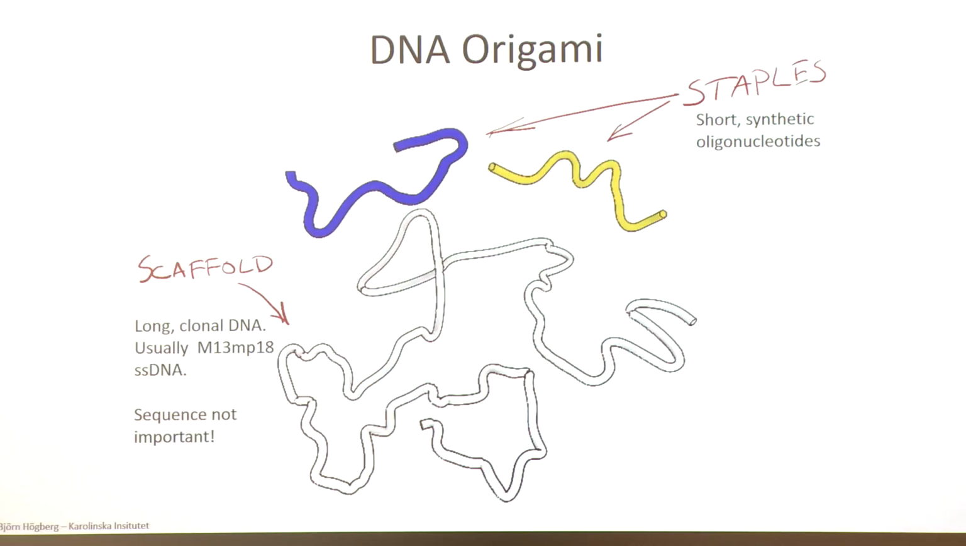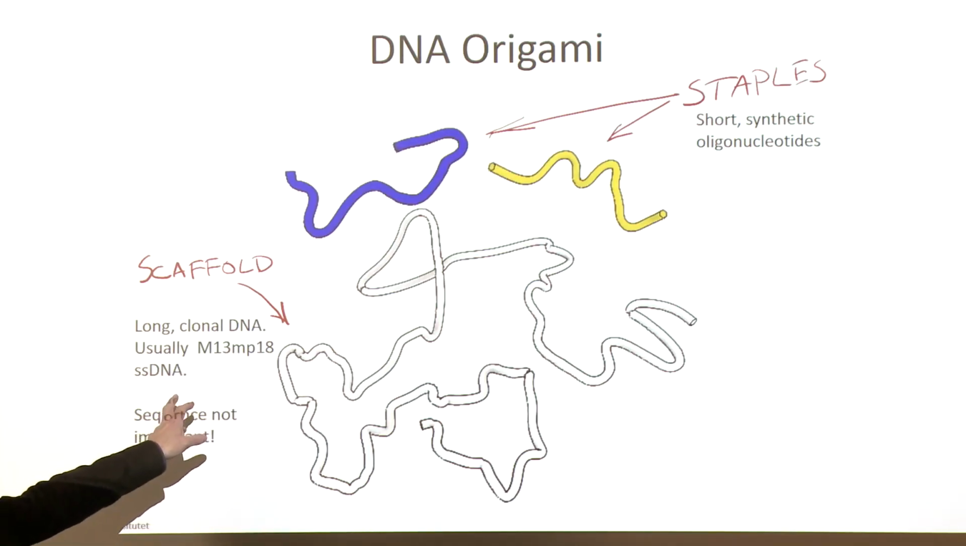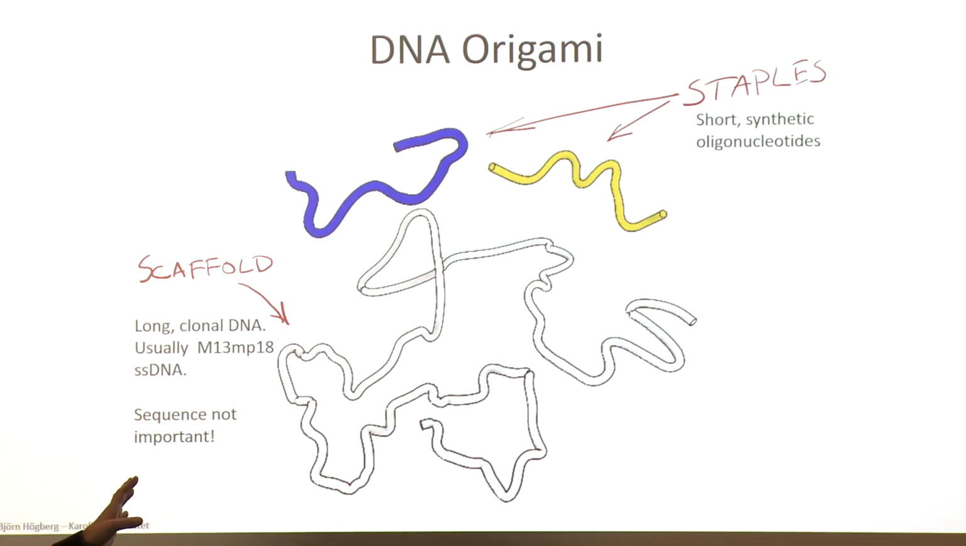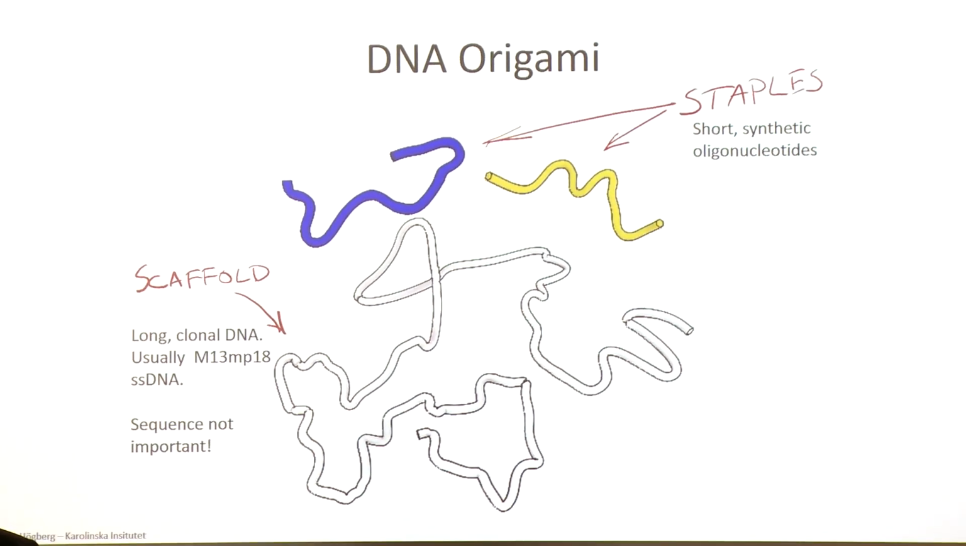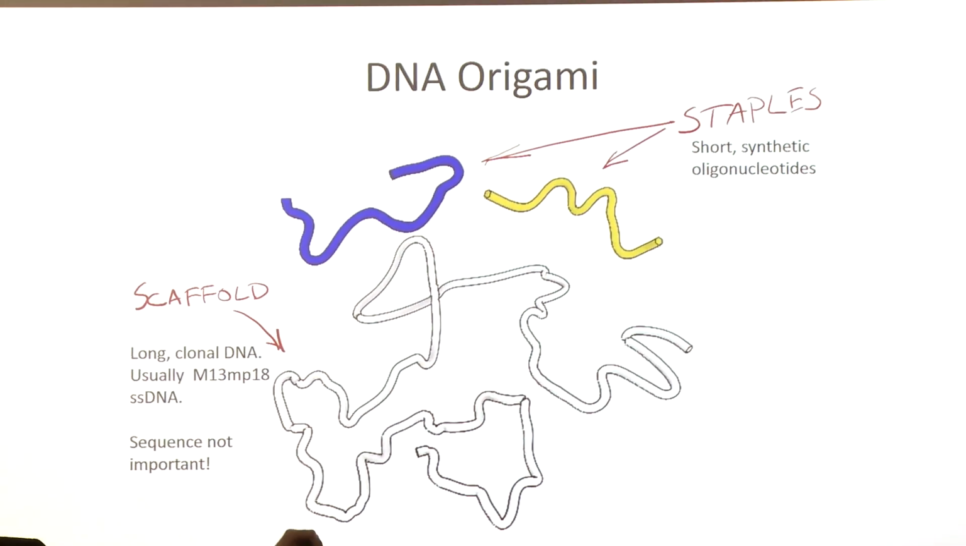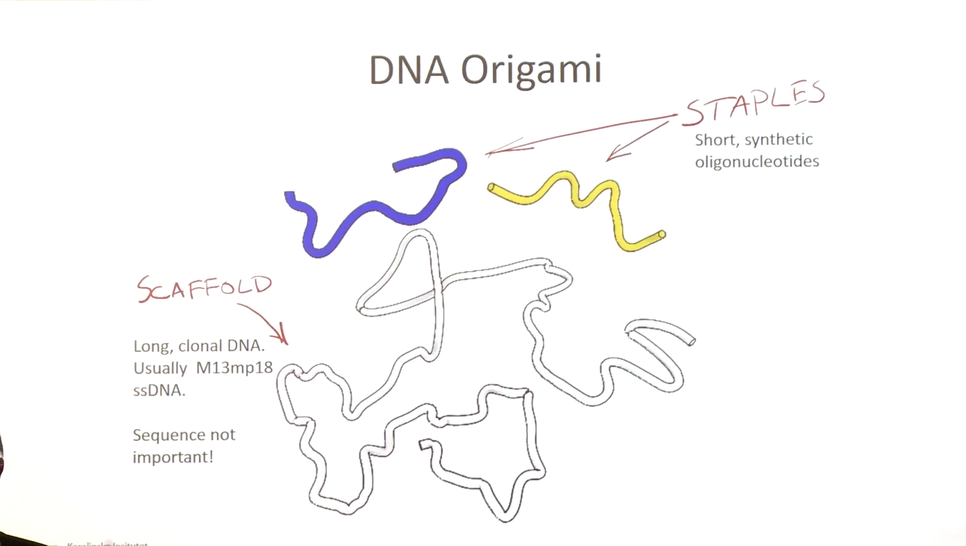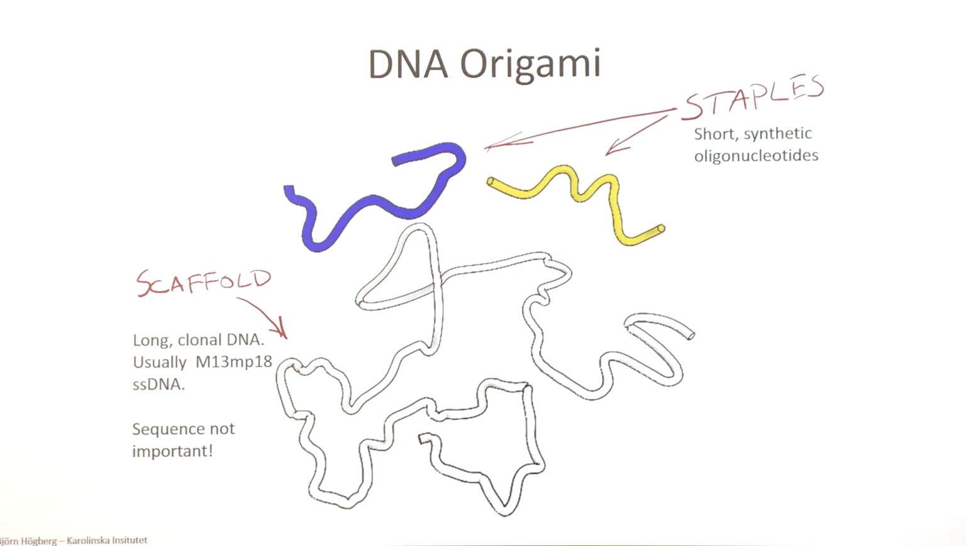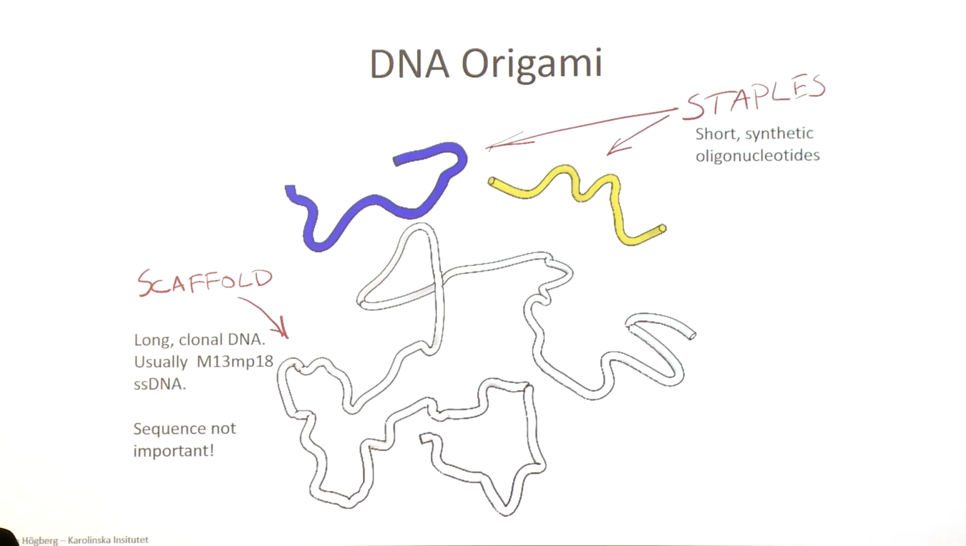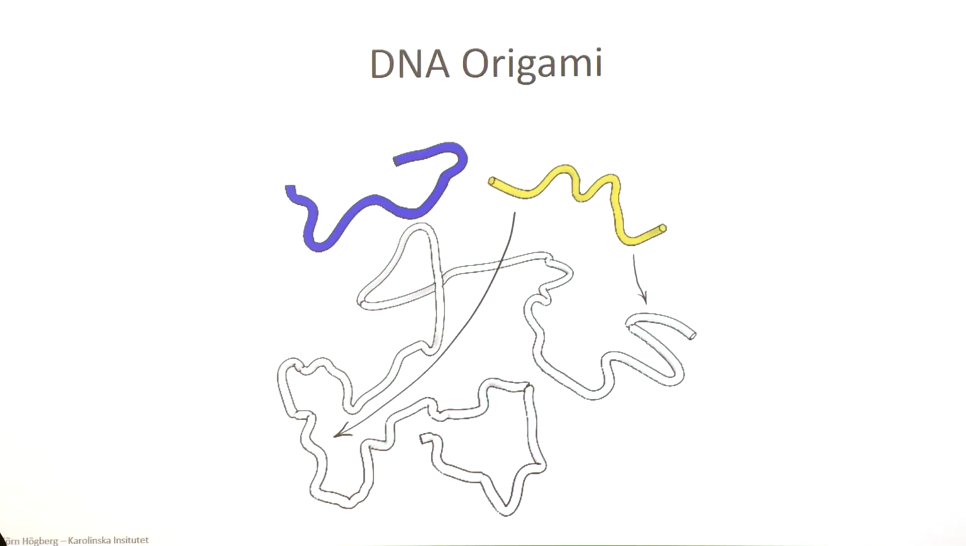And the long thing here we take from a virus that infects bacteria, a bacteriophage. So this is usually from M13, mp18, and the reason we do this is purely because it's a nice way to get single-stranded DNA. We don't really care about the genetic information that this virus has. For our purposes, it's just a long string of random words of DNA that we can use to address different parts here. So what we do is we design these interactions.